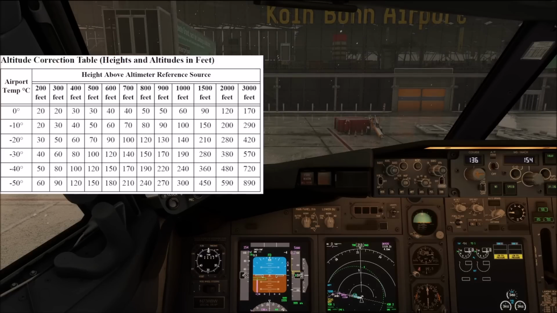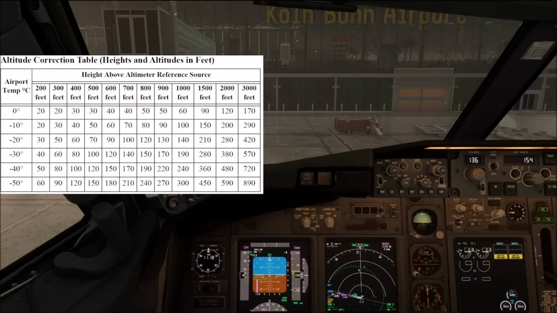Let's say, for example, you are flying an ILS down to a minimum of 200 feet. You can see that your altimeter is going to overread by 20 feet. That means that you have to add 20 feet to your barometric minimums as applicable. Once again, this does not apply to radio minimums, so if you are using a radio minimum, do not correct for that.